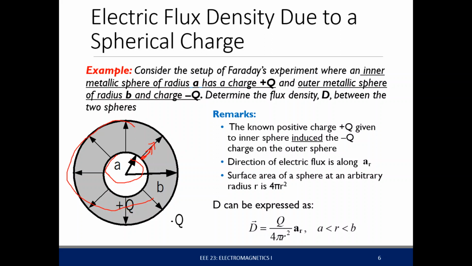So now, the surface area of the sphere is 4 pi r squared. If you want to get the electric flux per unit area, we will just divide the total flux, which is equal to the charge, divided by the total surface area of your surface. And that is this expression right here. So this is true for any sphere between A and B.